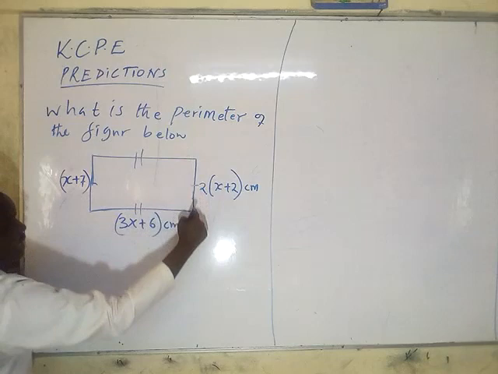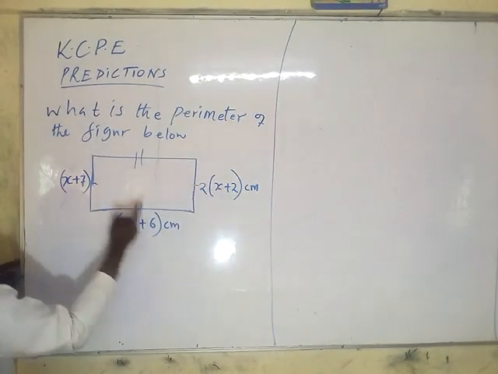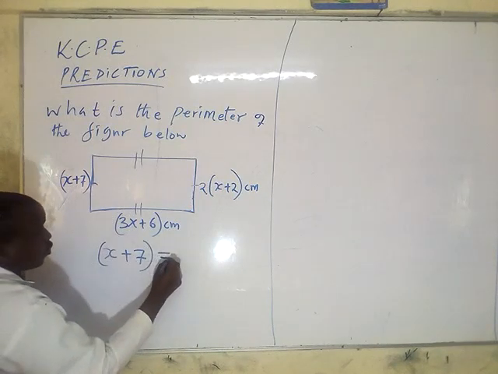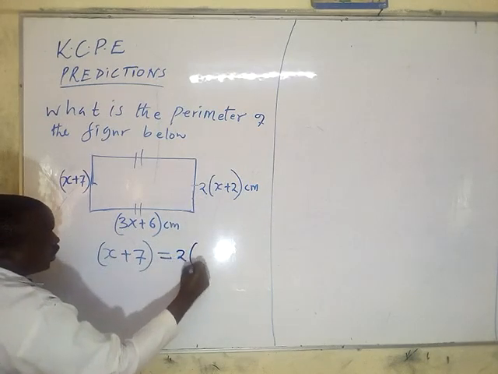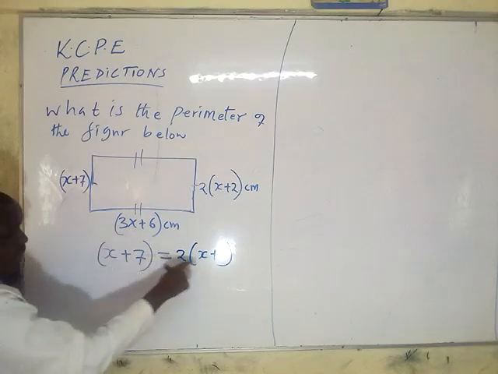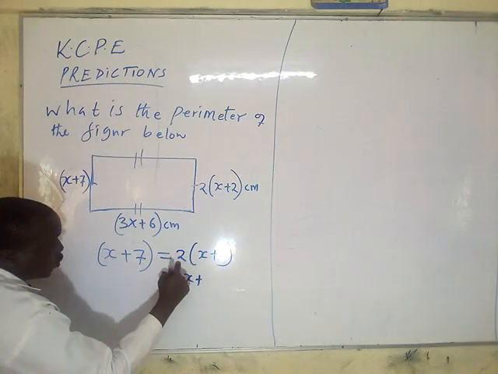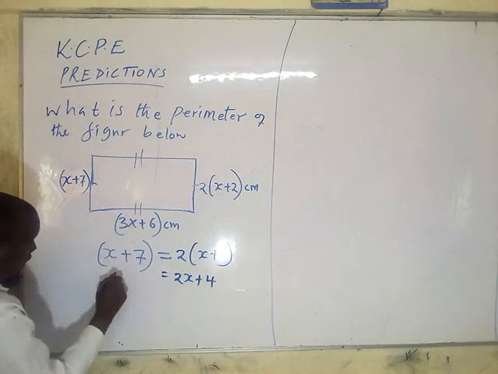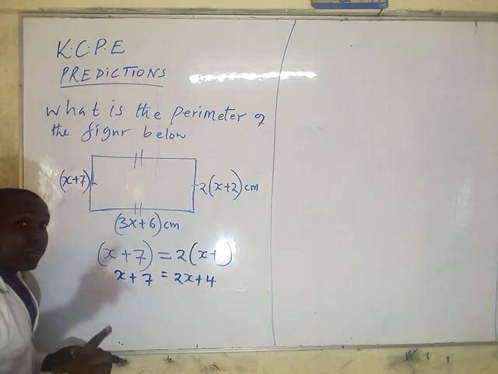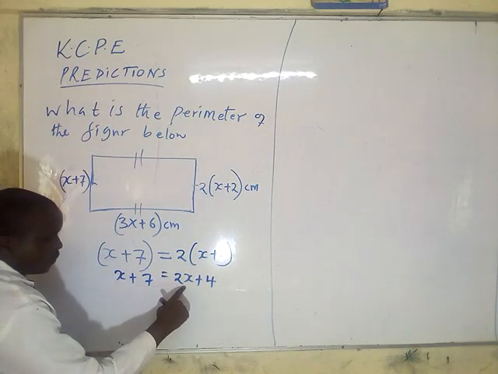Nimesema kwamba hii side na hii side inatoshana. Kama inatoshana inamaanisha hii na hii is the same. It means that x plus 7 is equal to 2 into x plus 2. That's what it means. So open the bracket here. 2 times x, it is 2x, plus 2 times 2, it is 4. So x plus 7. Then do what we call like terms together.